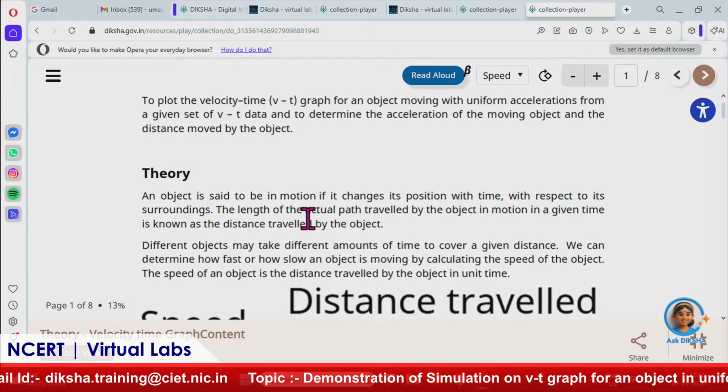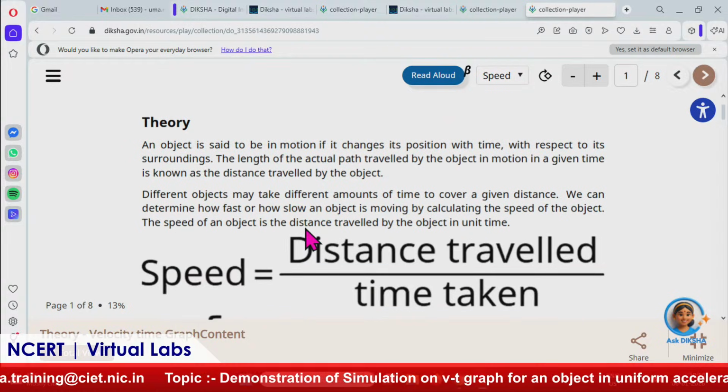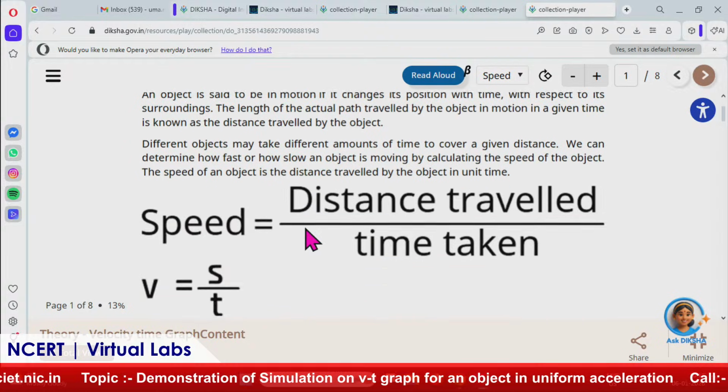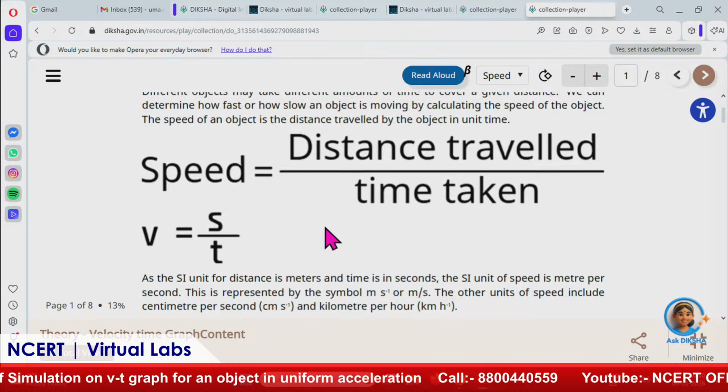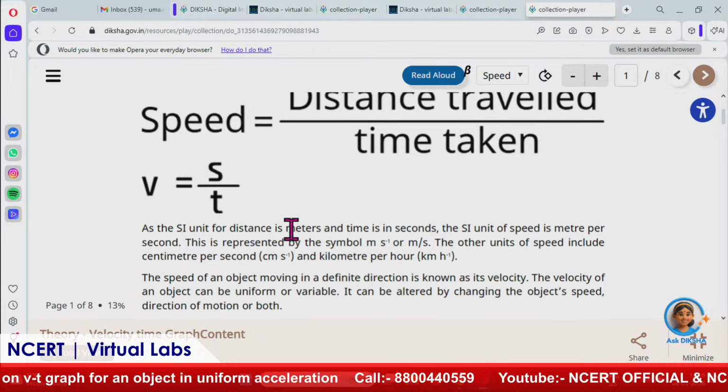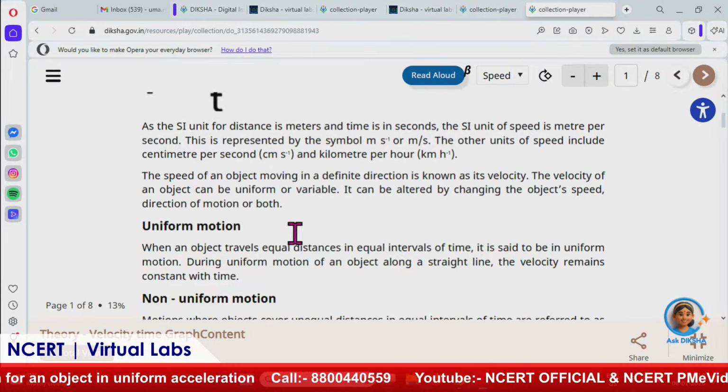The key terms which a student must know before understanding this part: first is speed, distance travelled upon time taken. They usually heard this in grade 6th, 7th and 8th also, but now we are integrating this theory part with this practical, like this graph part.